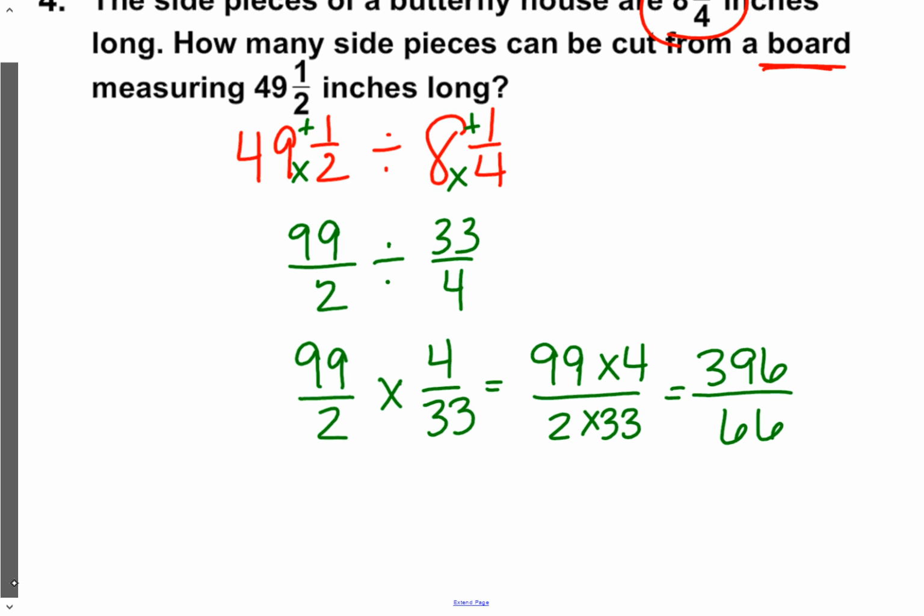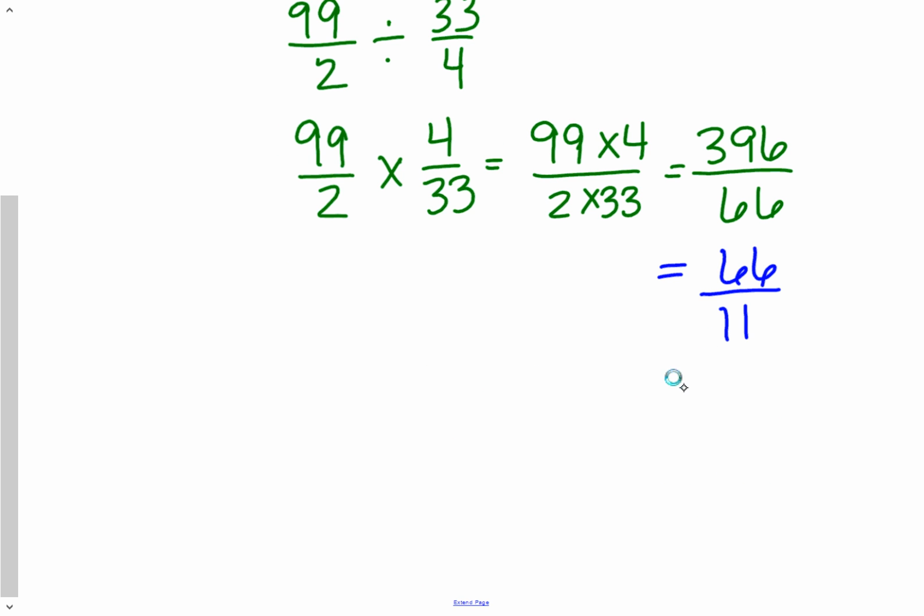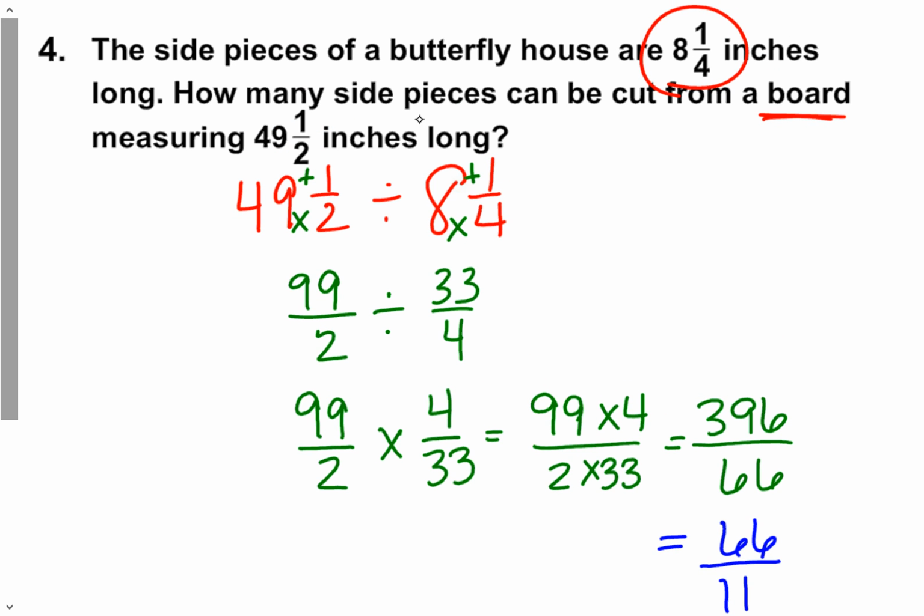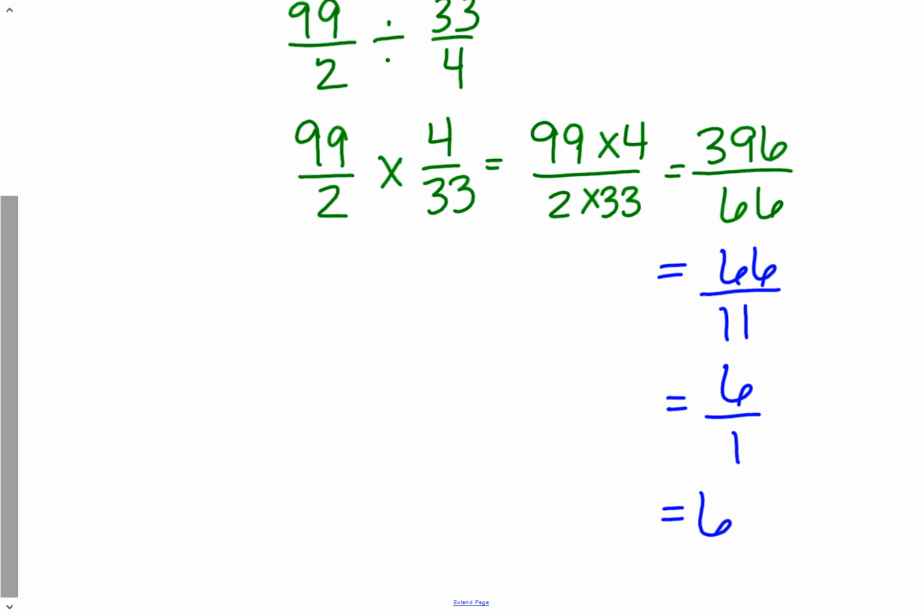Okay, so now we're taking a look at this and we said, oh no, it's not simplified. 396 and 66 are both divisible by 6. So that equals 66 over 11. And again, this is also divisible by 11. So 66 divided by 11 is 6. 11 divided by 11 is 1. So this is going to equal 6. And the answer we're looking for is how many side pieces. So we would say 6 side pieces.